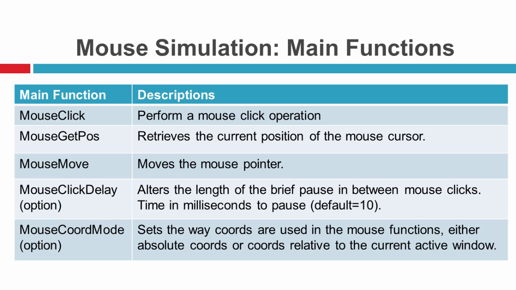The first option is MouseClickDelay. This option alters the length of the brief pause in between mouse clicks. The time is in milliseconds to pause, and the default value is 10. Also, for MouseCoordMode, this option sets the way coordinates are used in the mouse functions, either absolute coordinates or relative coordinates to the current active window.